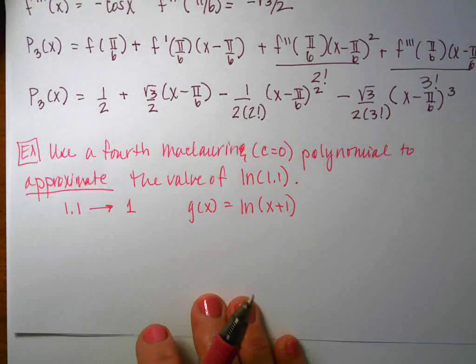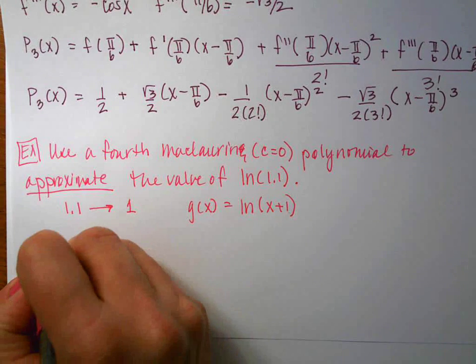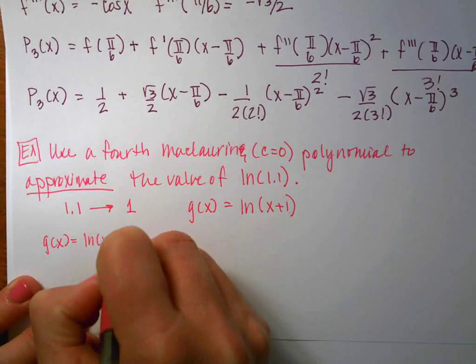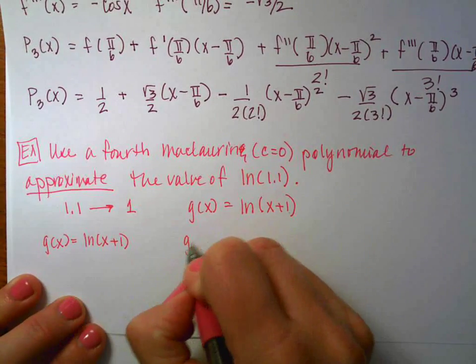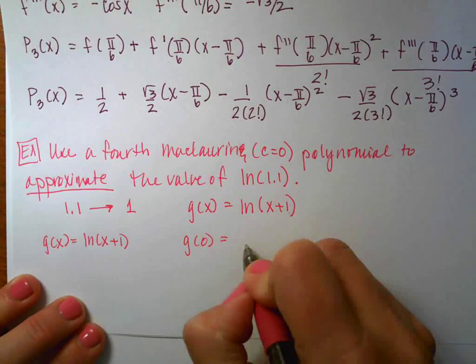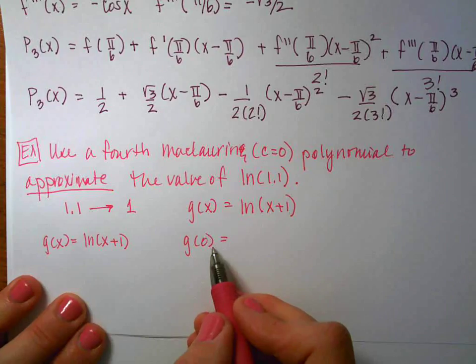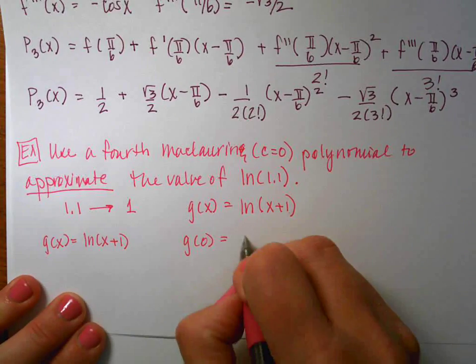Then I'm going to start the process that we did on all of our other examples. So g of x is the natural log of x plus 1, and then I'm going to evaluate g at 0, which is why we call it a Maclaurin polynomial instead of a Taylor polynomial.